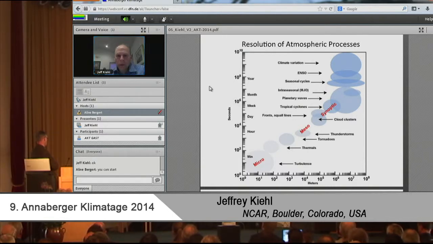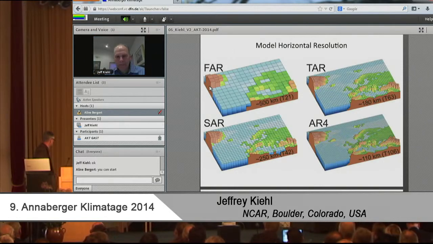And these processes and phenomena span close to 10 orders of magnitude. So if we're going to simulate these processes in models, we have to figure out how to best add them into our model simulations. Some of these processes of order 50 to 100 kilometers or more, we can explicitly resolve in the models. Smaller processes like small clouds or fronts or tornadoes are too small to explicitly resolve in models, and so we must parameterize them. Here's a picture of how we've evolved over time in terms of what we can simulate in models, in terms of their spatial scales.